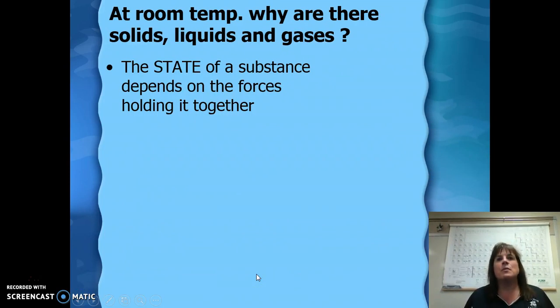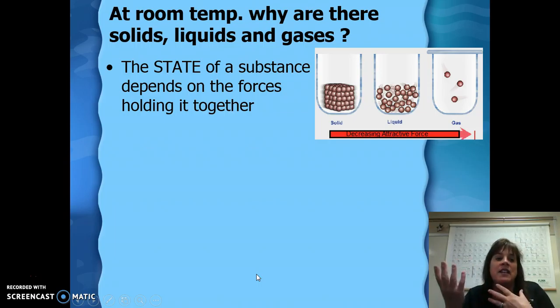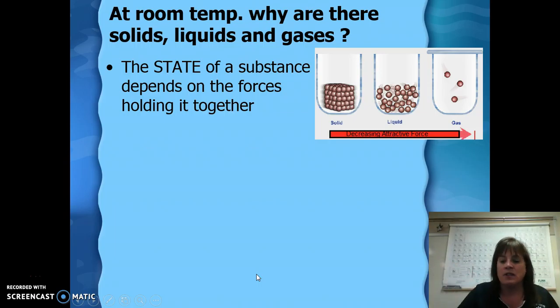So what determines at room temperature why some substances are solids, why some are liquids, and why some are gases? The state of a substance depends upon the forces that are holding it together. Solids at room temperature must have a really strong force compared to liquids or even gases. Gases must have really weak forces.